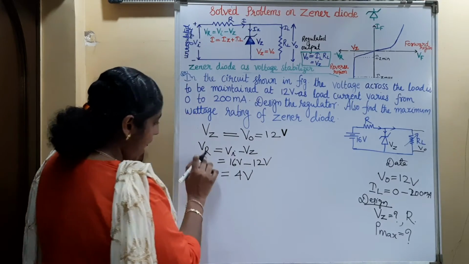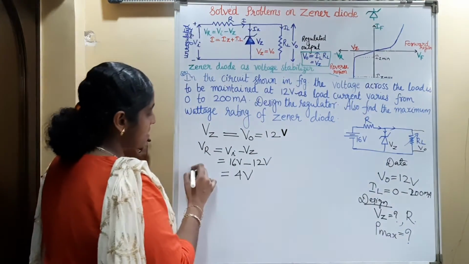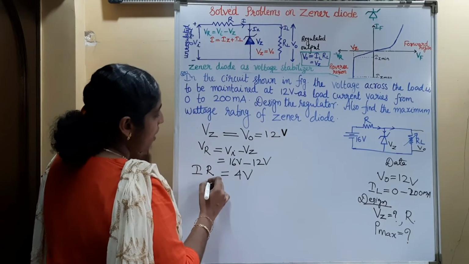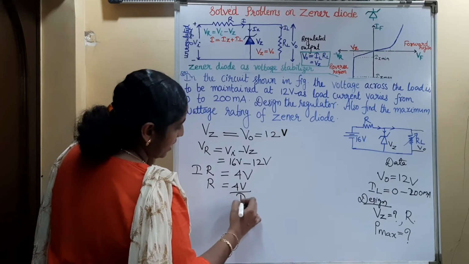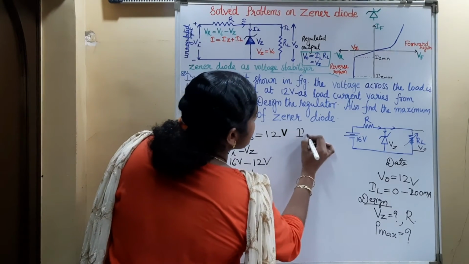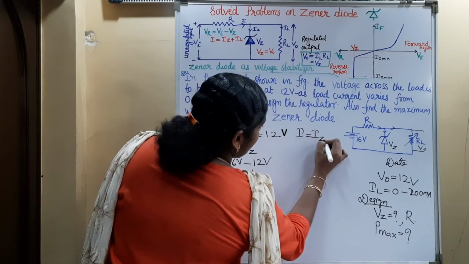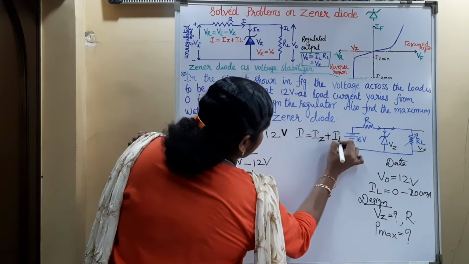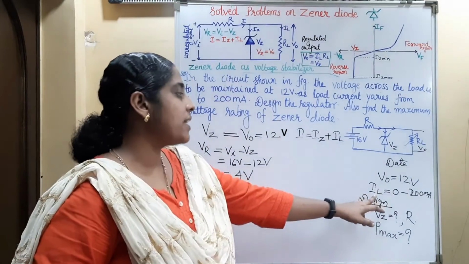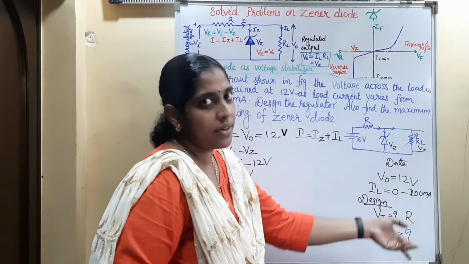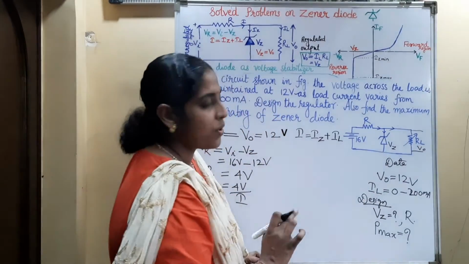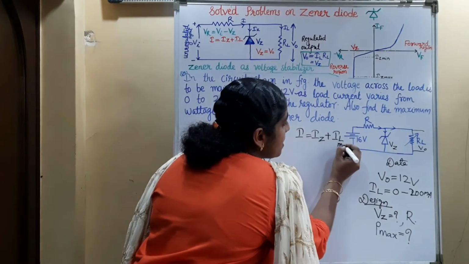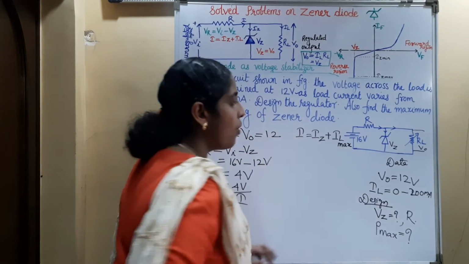So the voltage across the series resistance is I R. So R is equal to 4 volt divided by I. What is this I? I is the sum of the Zener current and the load current. It is given that load current is varying from 0 to 200 milliampere. So the minimum value is 0 and the maximum value is 200 milliampere. So here we can consider the maximum value of the load current.